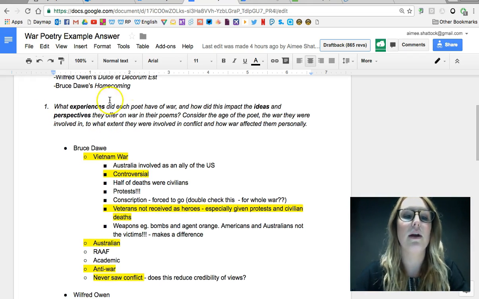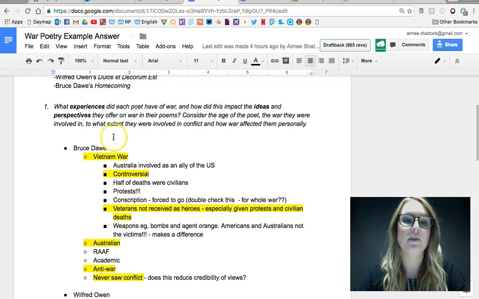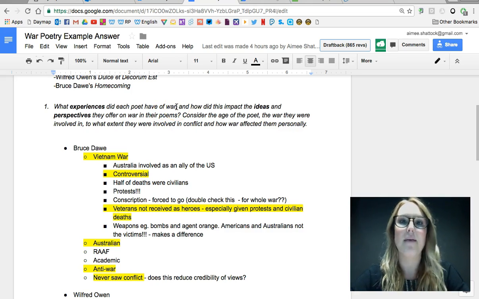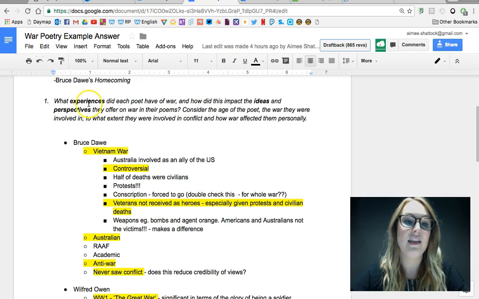So when I read this, in order to answer it myself, I picked out some of the keywords. I thought that these questions really asked me about the experiences of each poet, so their life, particularly in terms of war. So it's probably not important to talk about when they were born, how many sisters they have, etc. And then I also need to talk about the ideas or perspectives they offer on war. Obviously their experiences are going to inform this, and that's what I really need to focus on. And then I have some of those ideas here.